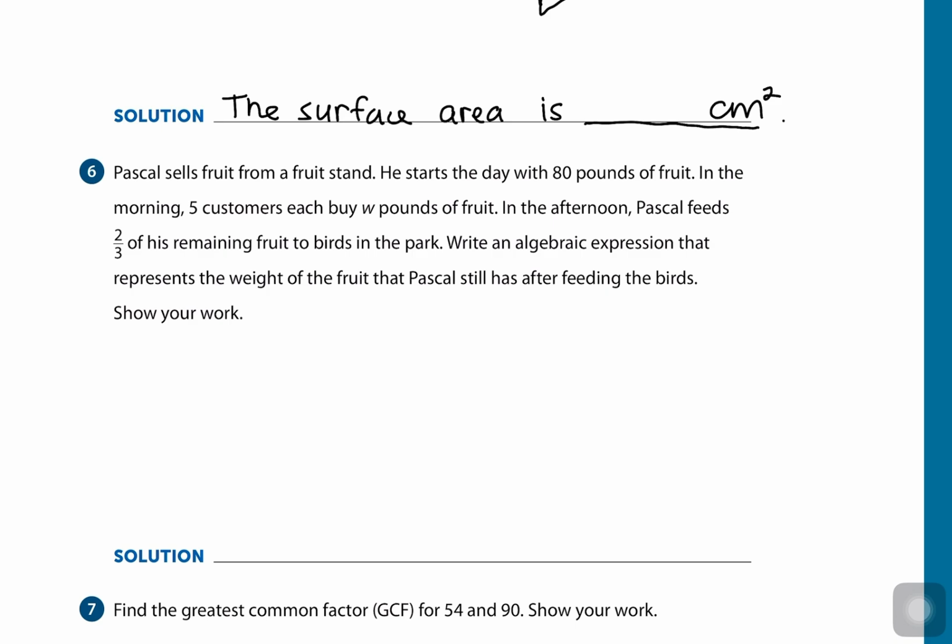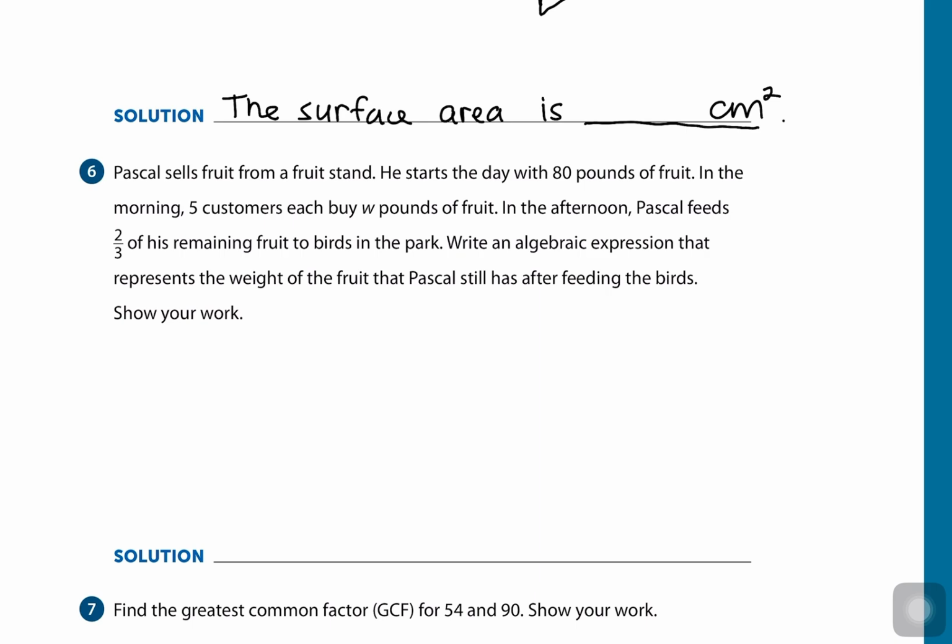Pascal sells fruit from a fruit stand. He starts the day with 80 pounds of fruit. In the morning, 5 customers each buy W pounds of fruit. Okay? In the afternoon, he feeds 2/3 of his remaining fruits to birds in the park. Write an expression that represents the weight of the fruit that Pascal still has after feeding the birds. Okay?